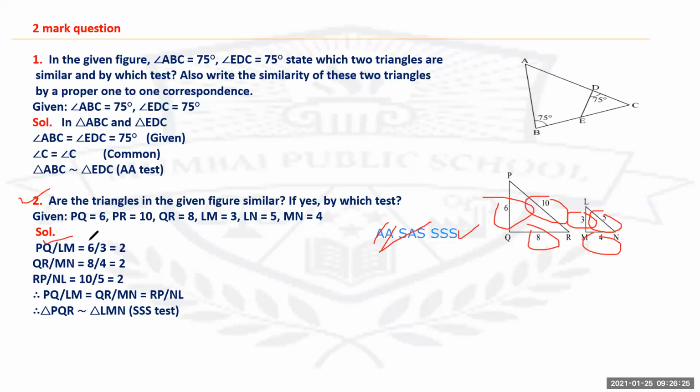So you find the corresponding ratios. PQ upon LM equals 6 upon 3, which is 2. Then QR upon MN equals 8 upon 4, which again equals 2. And RP upon NL equals 10 upon 5, which is 2. All these ratios are equal. So PQ upon LM equals QR upon MN equals RP upon NL. As all the corresponding ratios of the sides are equal, it is similar by the side test.